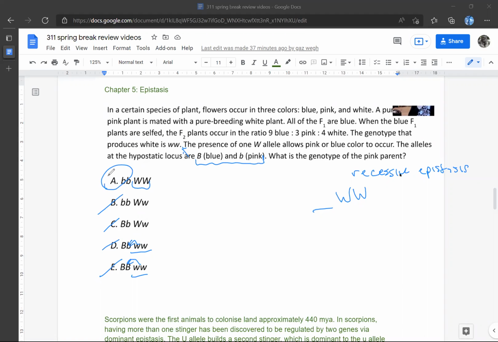And obviously, we could even ignore that, see that it's pink, it's pure breeding and it's pink. And we know that pink is recessive to blue at the color locus. And so pink has to be lowercase b, which would cancel out this and this and this. So we get to choose from A and B, and we know that it's pure breeding, so obviously it's not going to be this heterozygote. So even without working through what recessive epistasis is, we could just read the question and be able to find out for ourselves.